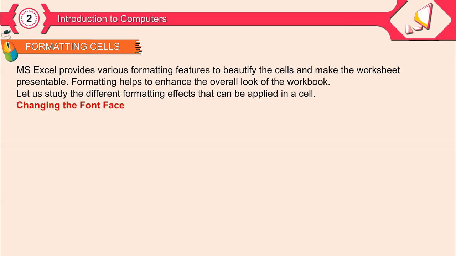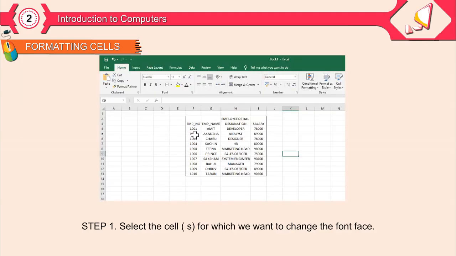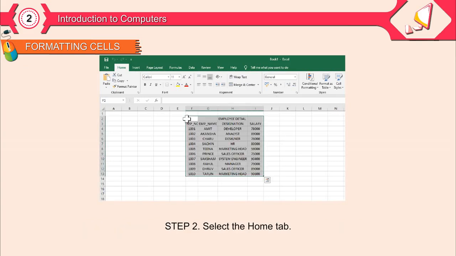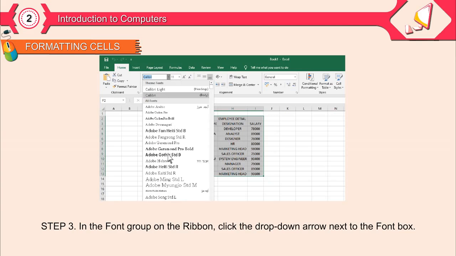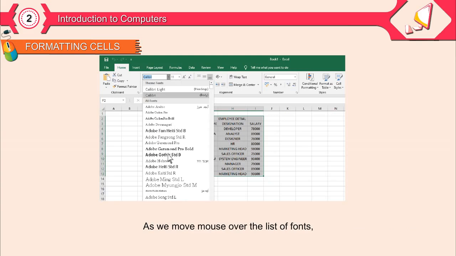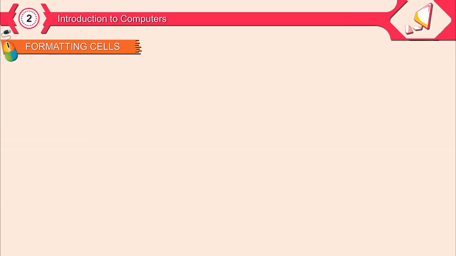Changing the font face. A font is a set of characters represented in a single typeface. To change the font face, follow the given steps. Step 1. Select the cell for which we want to change the font face. Step 2. Select the Home tab. Step 3. In the font group on the ribbon, click the drop-down arrow next to the font box. As we move the mouse over the list of fonts, Excel provides a preview of the font face in the selected cell. Step 4. Select the suitable font face by clicking on it.